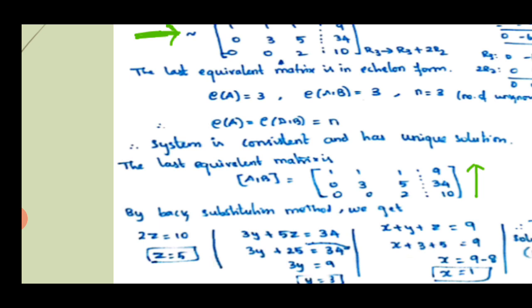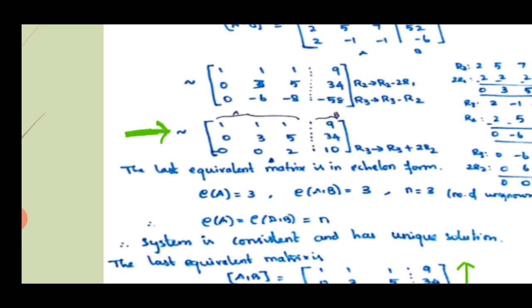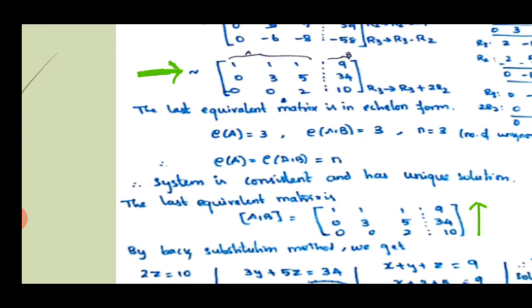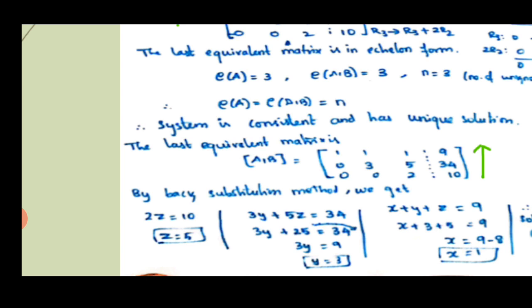Now, in the same equivalent matrix, the first row you can see is 1, 1, 1, 9. So here I get the equation 1x plus 1y plus 1z equal to 9. Already I found the values for y and z, that is 3 and 5. Substituting, x plus 8 equal to 9. So x equal to 9 minus 8. So the x value is 1. That's all. We got it.